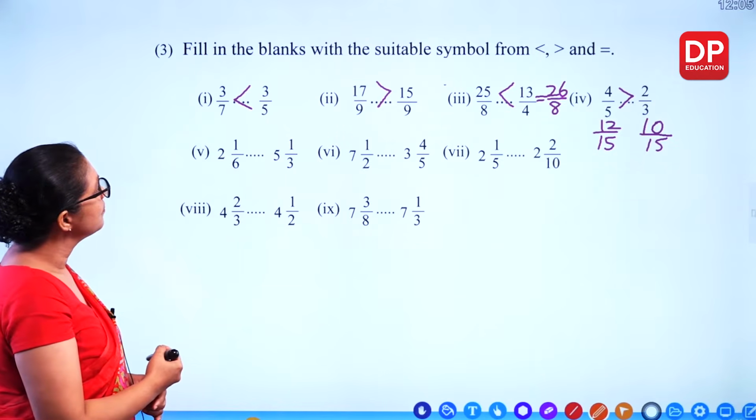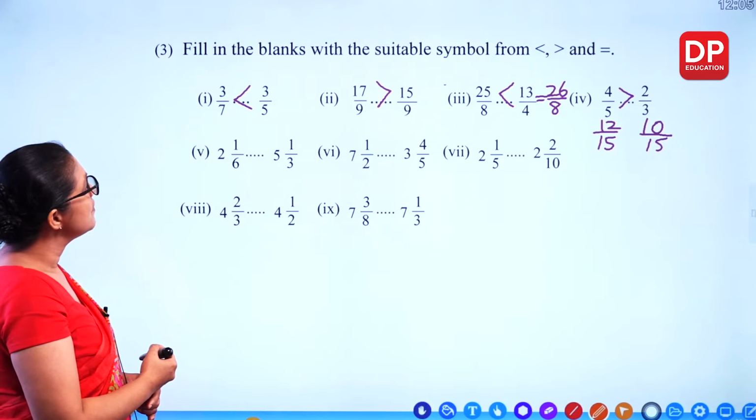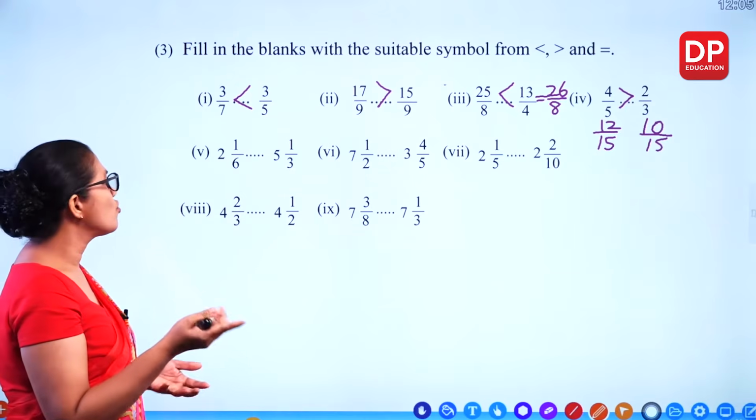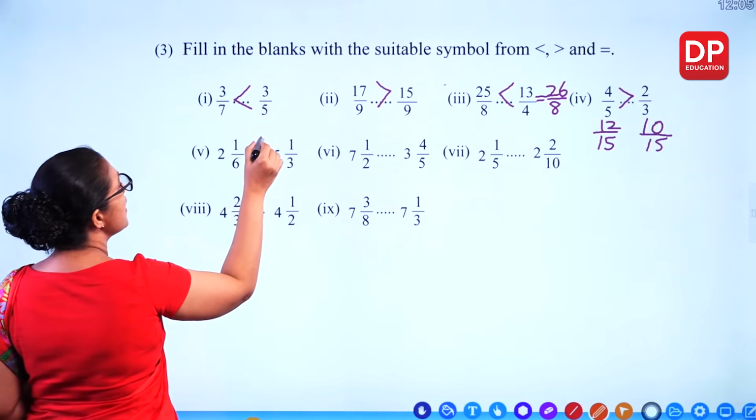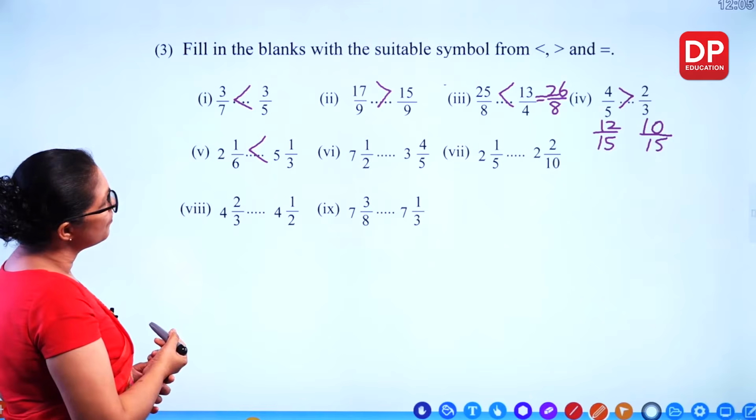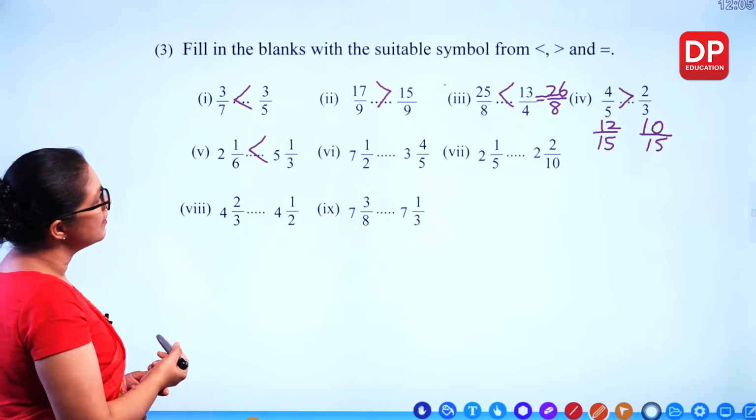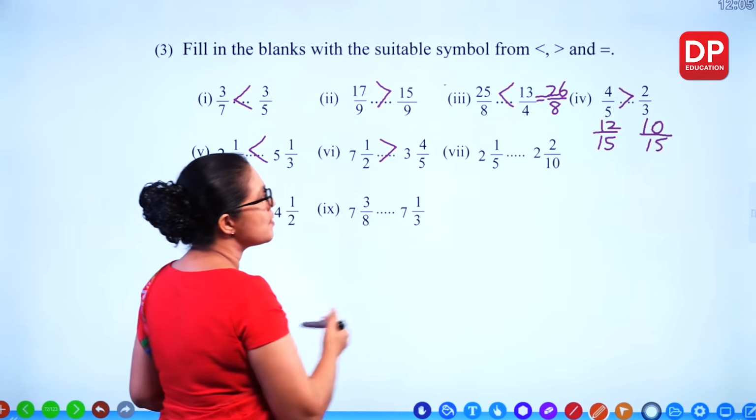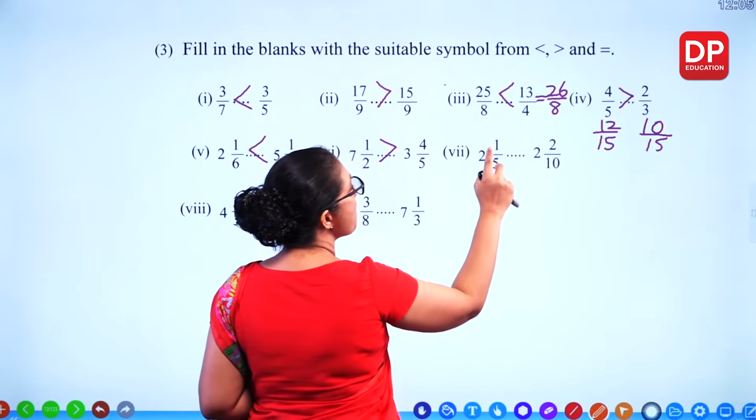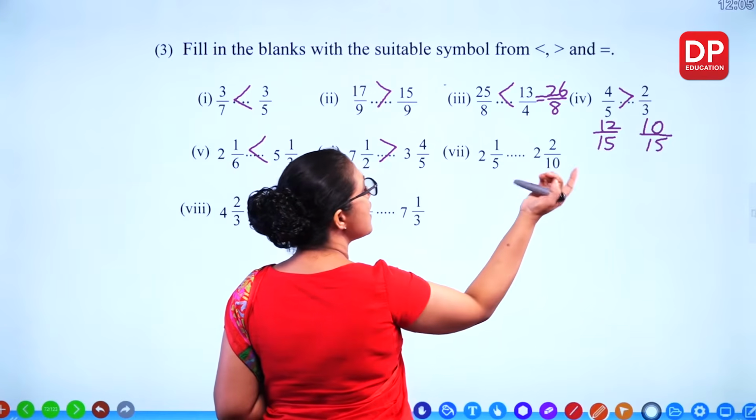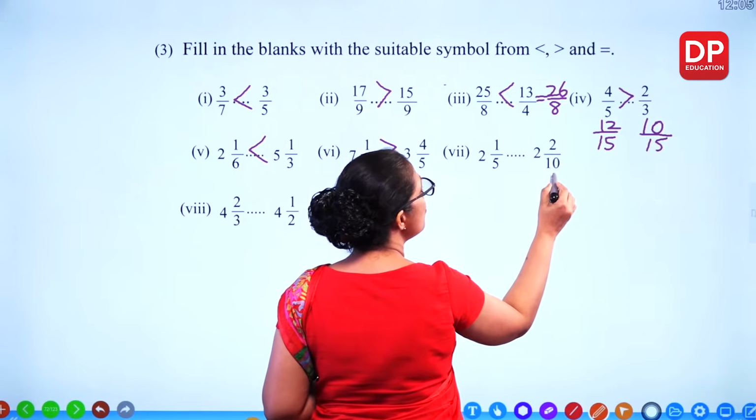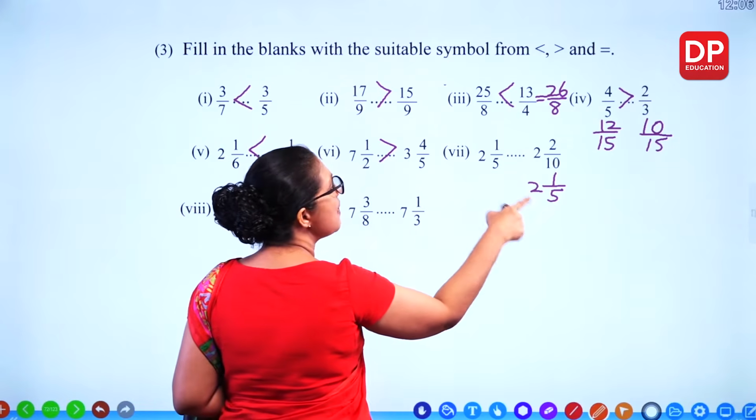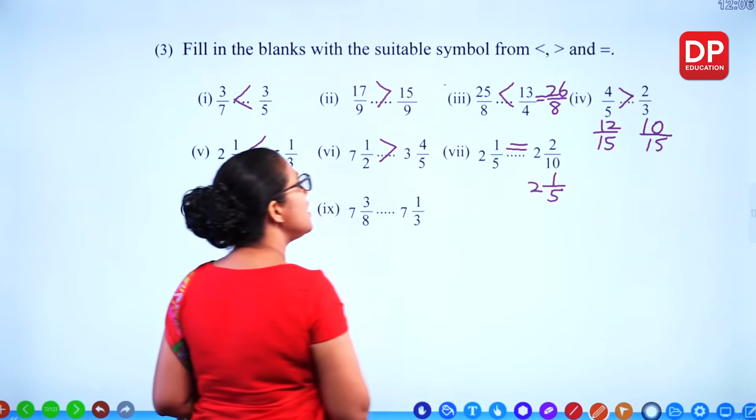This one? Definitely we can see when you compare the whole numbers 2 and 5. 5 is bigger. 7 and 3. 7 is bigger than 3. Now there's a problem here, 2 and 2. But 1/5 and here 2 tenths you can simplify. Divide by 2, 1 and 5. So you get the same value. So you can put equal sign.